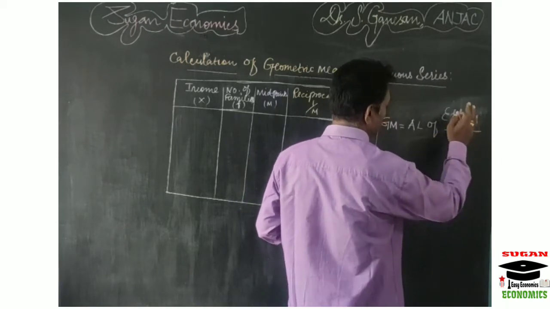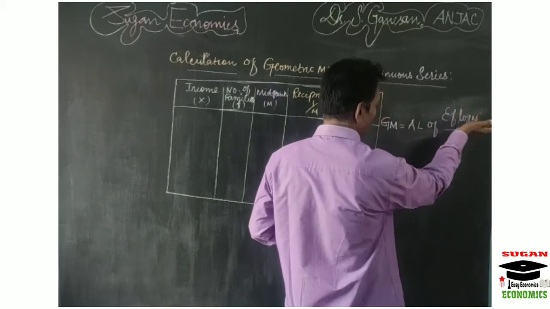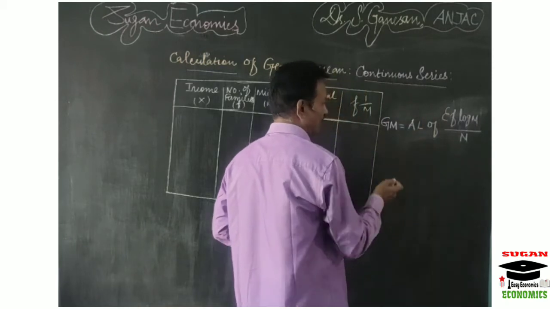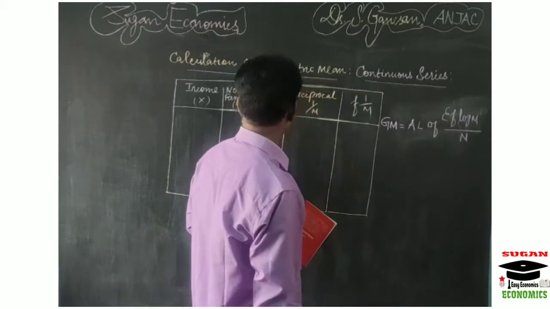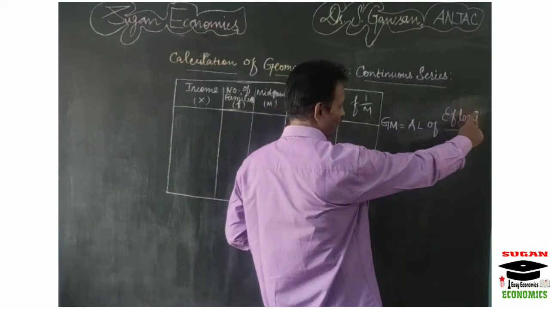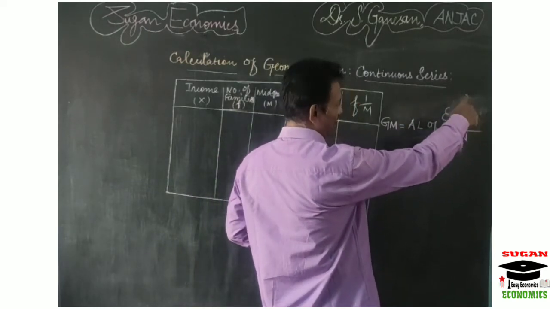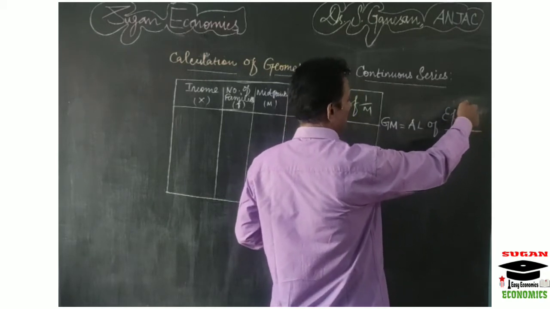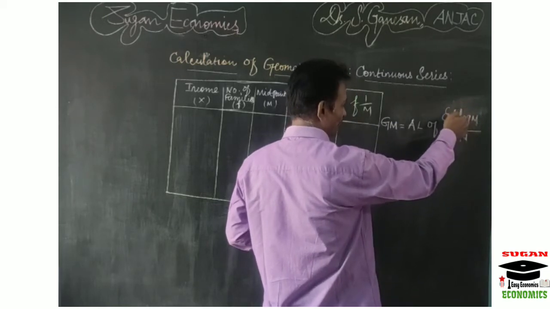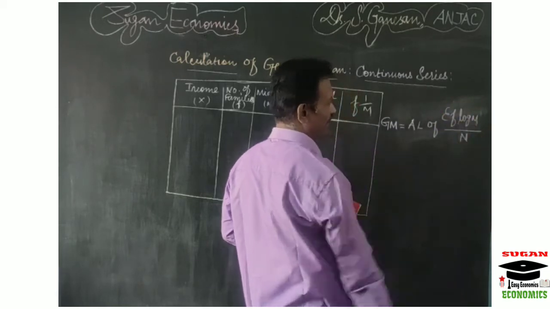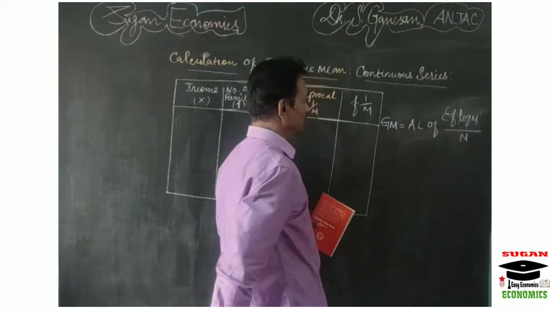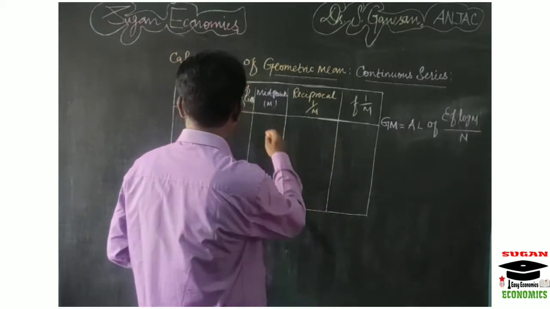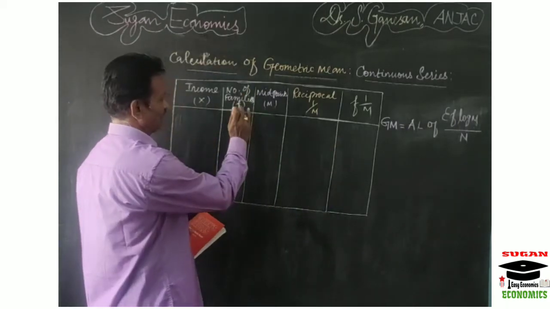After dividing sigma f log m by n, whatever value you get, you have to find the anti-log value. That anti-log value is equal to the geometric mean. So first we find the midpoints, then the log of the midpoints, then the log m value is multiplied with the frequency, then you take the total, that is sigma f log m, and n is the total of frequencies. Now I will explain the calculation part with the help of an example.